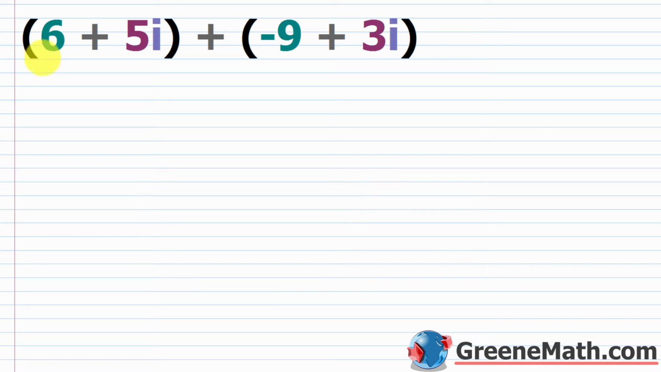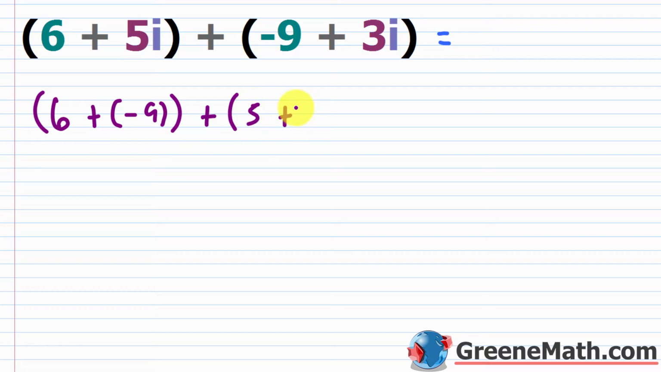Okay, so we have this 6 plus 5i plus -9 plus 3i. Let's just add this together real quick just so we know what we're supposed to get, and then we'll go to the coordinate plane. So we know we would add the real parts, so we do 6 plus -9. Okay, that's your first step. Then plus, we would add the imaginary parts.